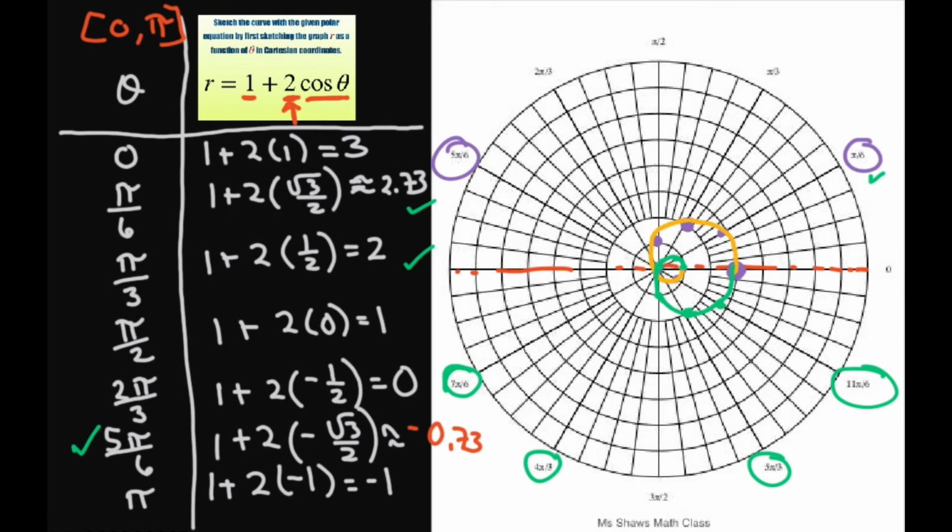And that is your graph. We started here. And if you went around the circle, we should have gone this way, but it's easier to look at it the other way. There's your limaçon with the inner loop.